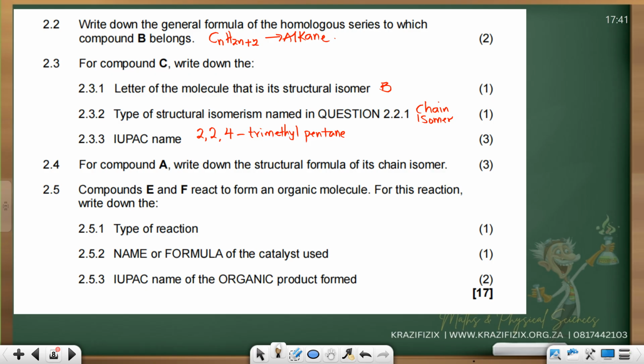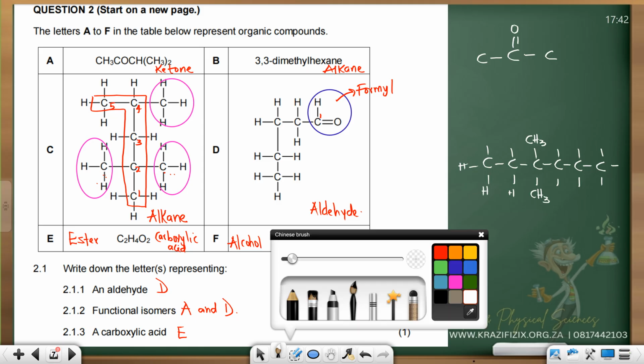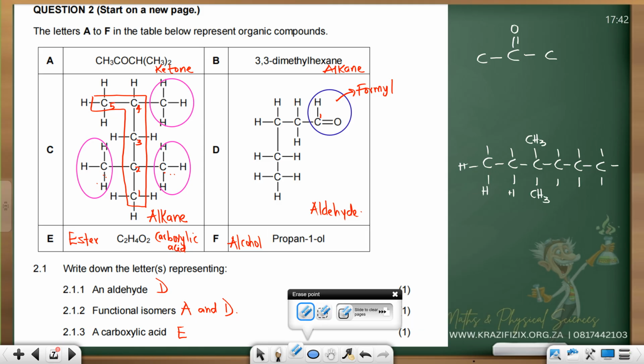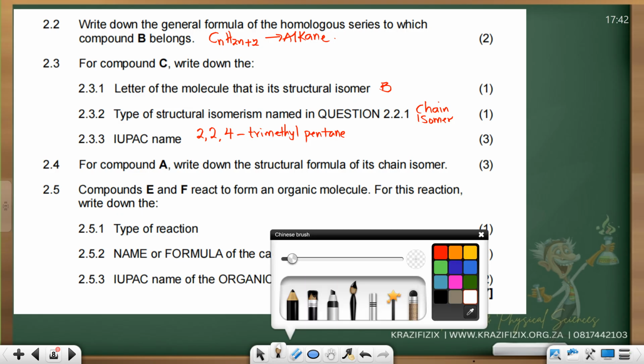Oh, is that all? Never. For compounds E and F, compounds E and F react to form an organic molecule. For this reaction, what is E and F? Let's go back. Oh, we said E is a carboxylic acid. So what do we have? We have propan-1-ol and ethanoic acid. We know it's going to form what? An ester. What type of reaction is that? All right, that is esterification.